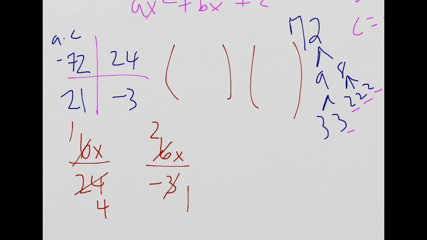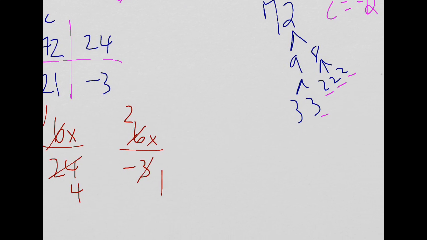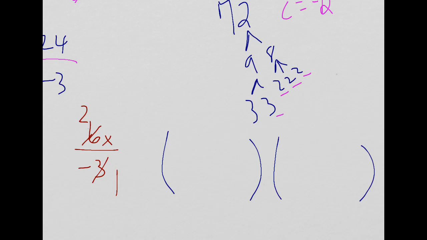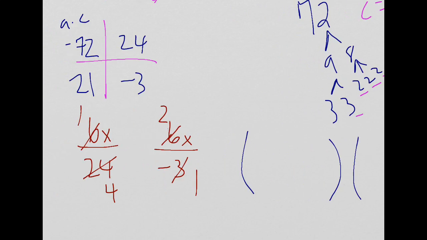Now that I've done that, I know what my parentheses are, because remember, we always have to have an X. I don't have enough room here, so I'm going to write it over here. I'm going to have 2 sets of parentheses, and it doesn't matter which fractions you put with which. This fraction is going to give me one set of parentheses, and this fraction is going to give me the other set.